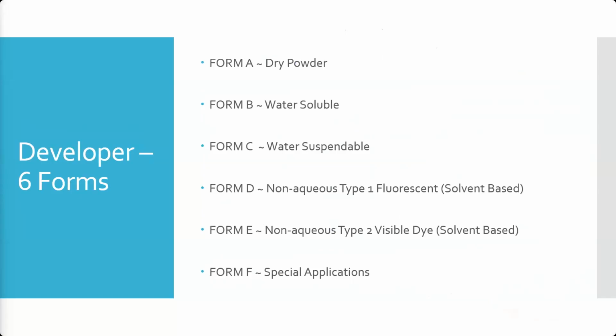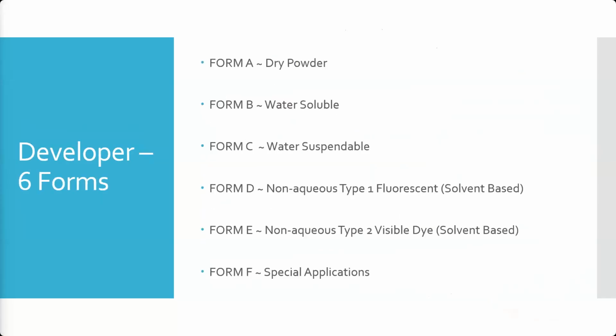Thank you, Uncle Tim. So developer comes in 6 forms: form A, B, C, D, E, and F. And yes, you do need to remember which one's which. So form A, dry powder. B is water soluble. C, water suspendable. D and E, I kind of combine. They're both non-aqueous, and they have to deal with what type of dye you're using. And then form F is the special one. So form F actually can be more than one. It's just everything that doesn't fit nicely in these other 5 categories.